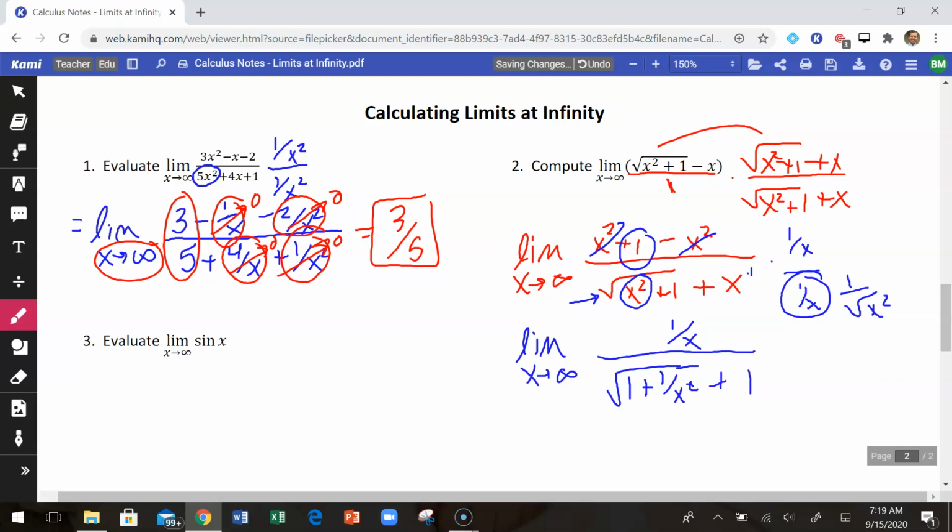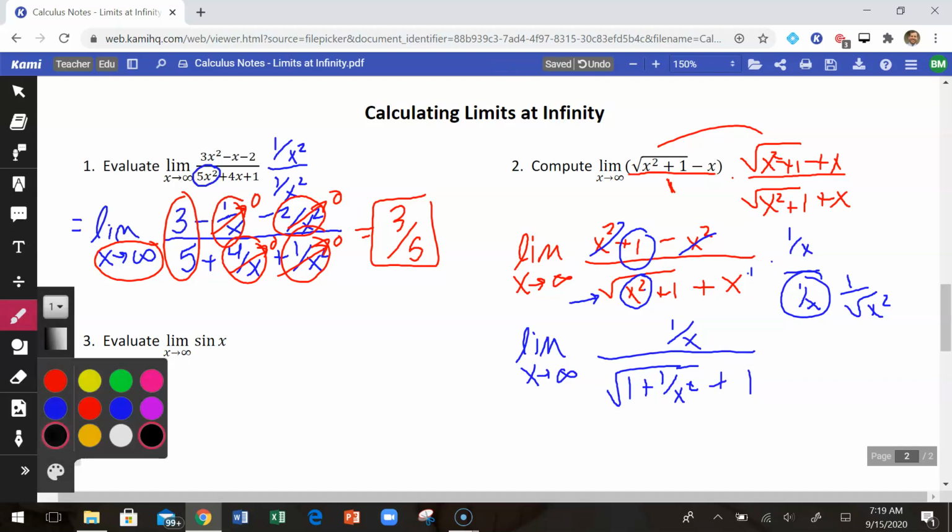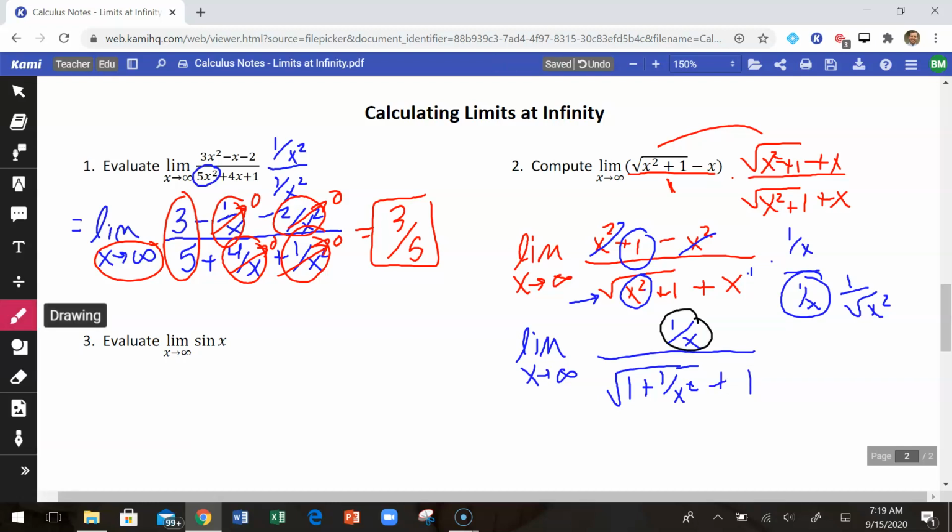Okay, so now everything that has an x on the bottom is going to go to 0 as the x's go towards infinity. So that goes to 0 and that goes to 0. So now what do we have? We have 0 over 1 plus 1, which is 0 over 2, which is still 0. Okay, so those are the steps you need to show in order to evaluate that limit as x approaches infinity.